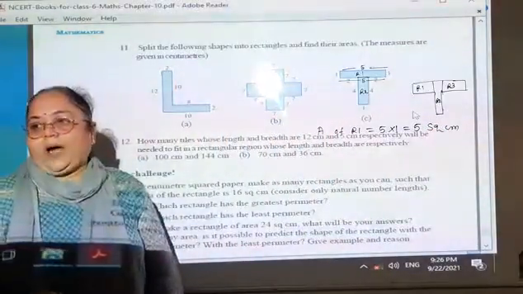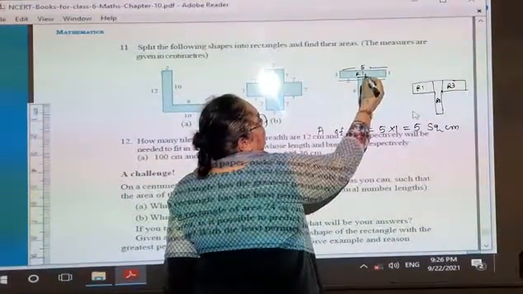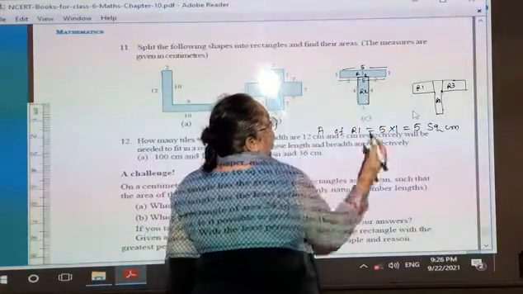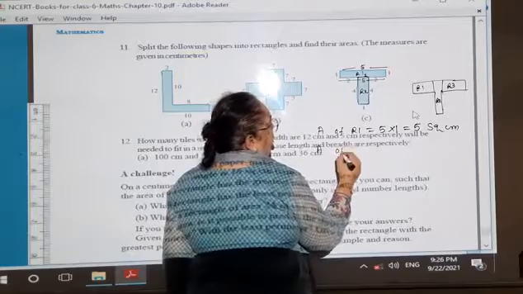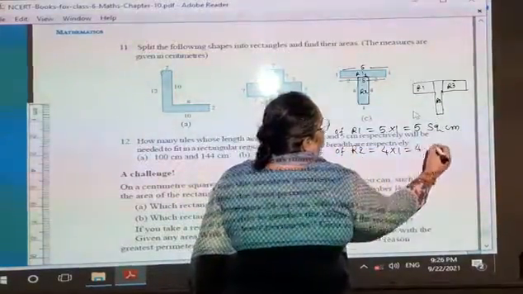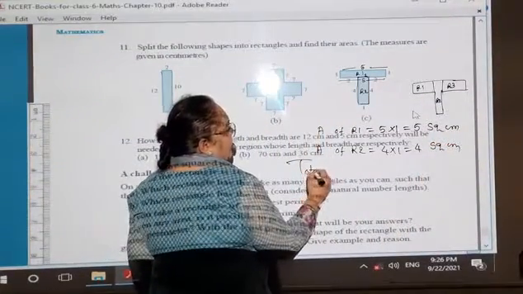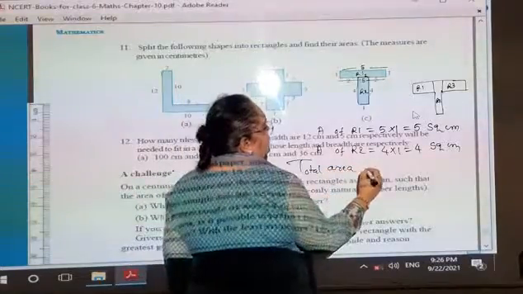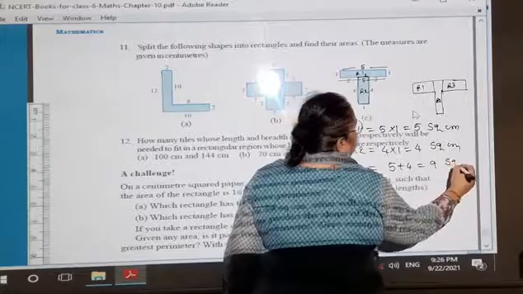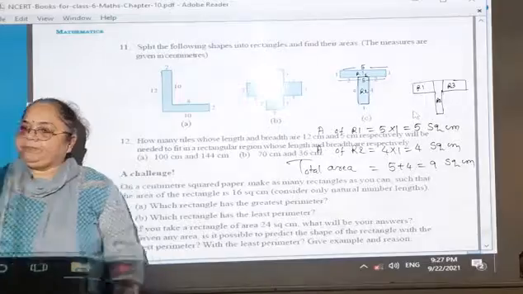Got it? Rectangle 1. And rectangle 2. Here it is 1, so the opposite side also will be 1. Here it is 4, the opposite side also will be 4. So the area of rectangle 2 is equal to 4 multiply 1, so 4 square centimeter. So the total area of the figure is equal to 5 plus 4, which is 9 square centimeter. Easy? Yes.